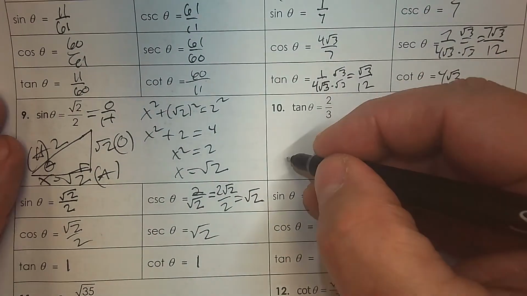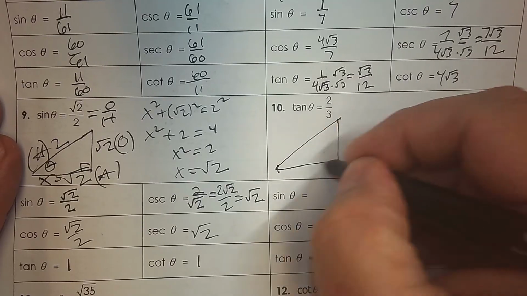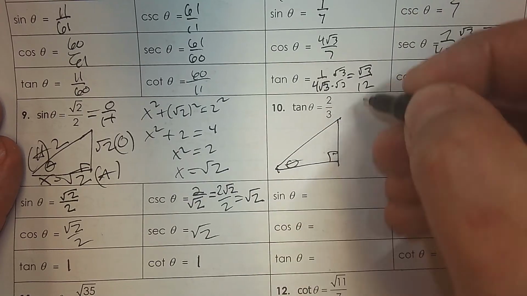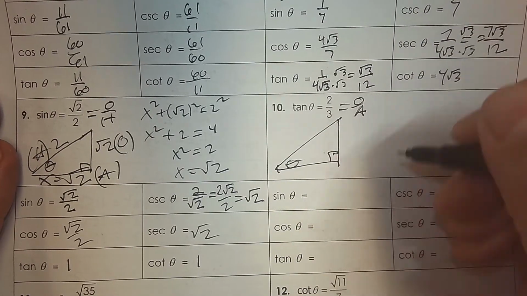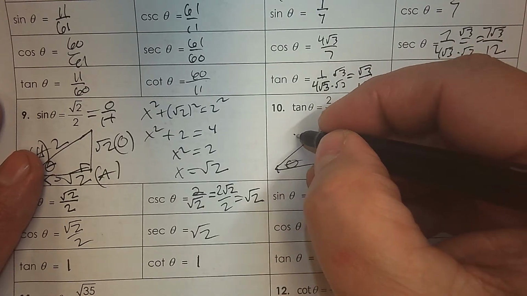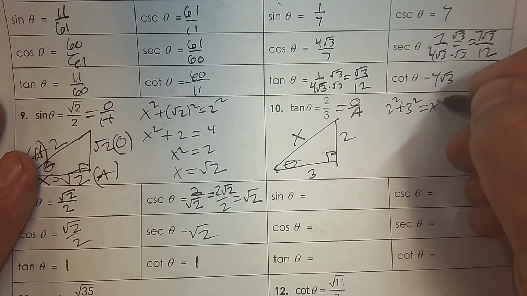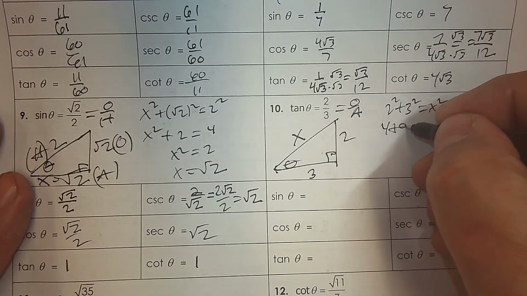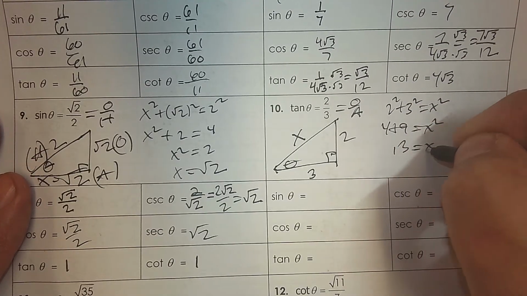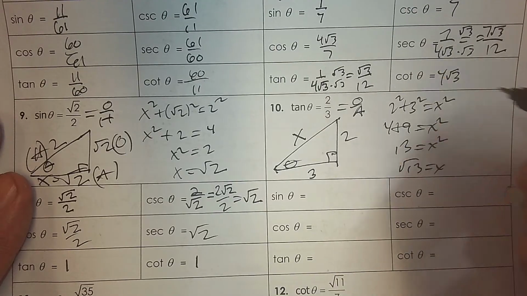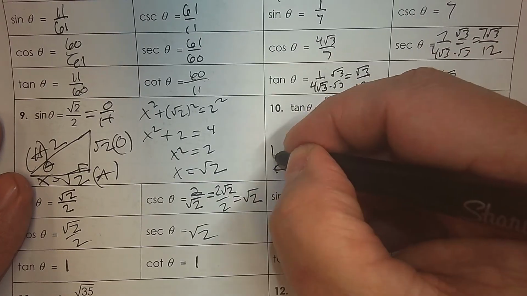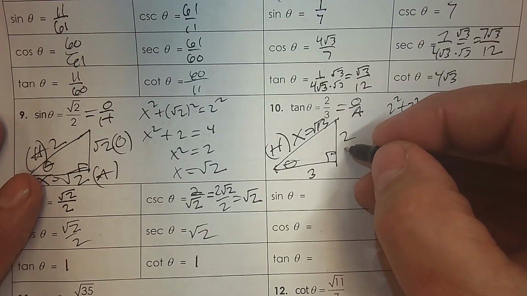Tangent of theta is 2/3. So that's opposite over adjacent. So opposite and adjacent, and I'm looking for this side. So 2 squared plus 3 squared equals x squared. That's 4 plus 9. That's 13. And that's the square root of 13. So I can label it hypotenuse, opposite, and adjacent.